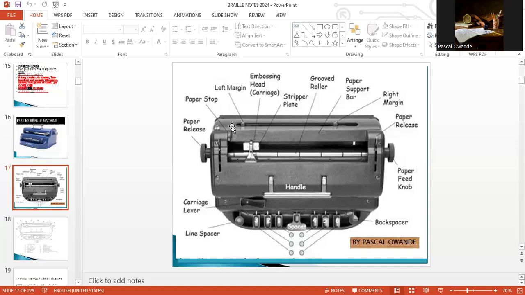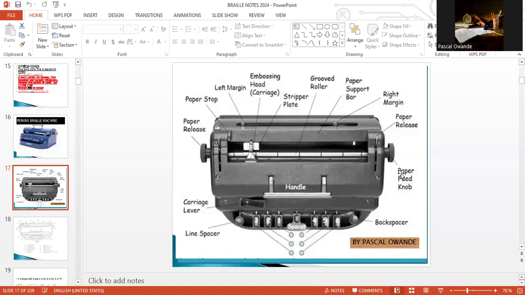The other one is called the paper release knob. We call them the ears of the Perkins machine, one on the left and another on the right. That is the paper release. There are two, one here and another one here. The function of the paper release is to release the paper out of the machine.